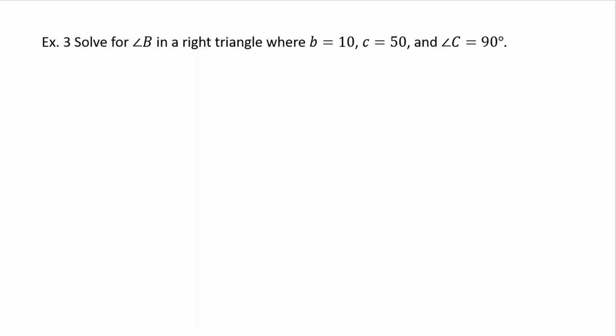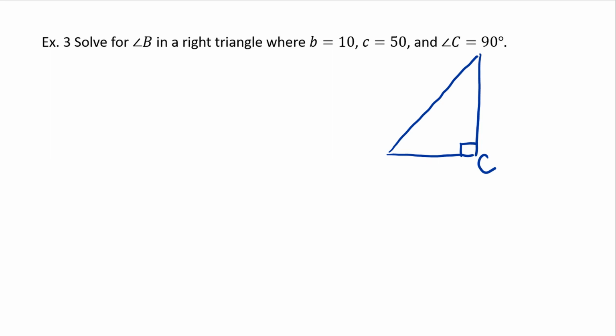Solve for angle B in a right triangle where B equals 10, C equals 50, and angle C is 90 degrees. So let's attempt to get a visual of this right triangle. I'll make a right angle and connect the endpoints. I'll put a little square in the corner to indicate that that is my 90-degree angle.